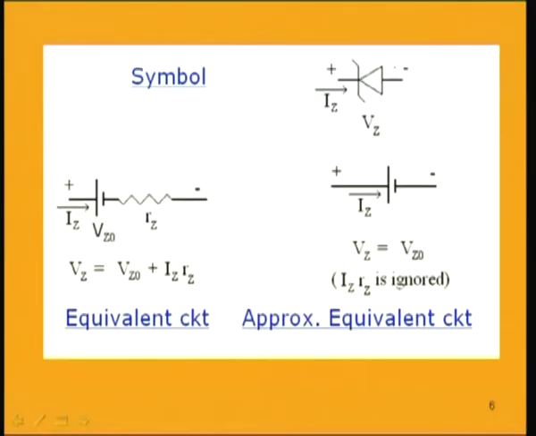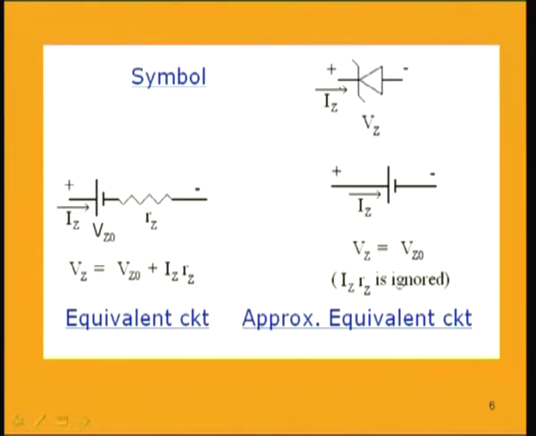So, the symbol of the Zener diode is this one. The P and N is a little tilted than the normal diode symbol, and we always operate the Zener diode generally in the reverse breakdown. That is why plus of the battery terminal is connected to N, negative of the battery terminal is connected to P, and this voltage Vz is specified and the current flowing through the Zener diode is Iz.